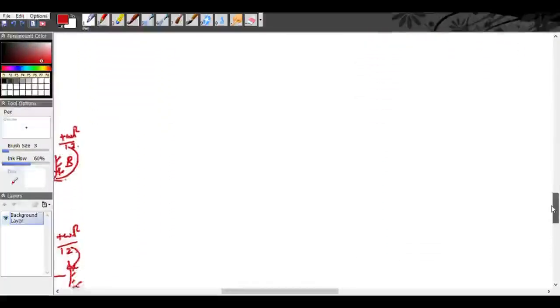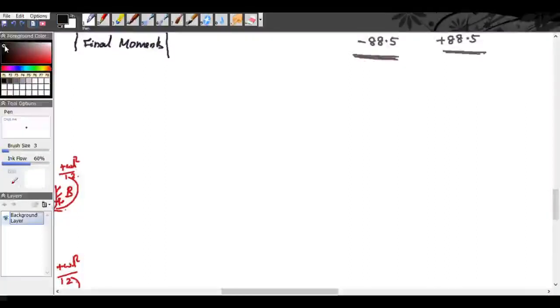Now we will draw the final bending moment diagram. So for the span BC, we will take the span BC.